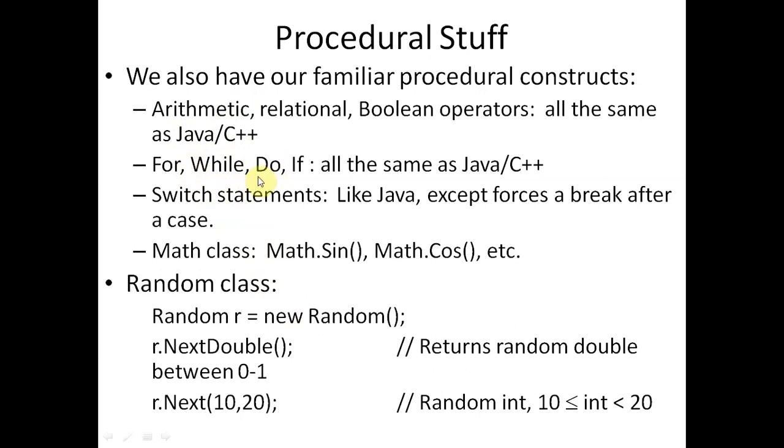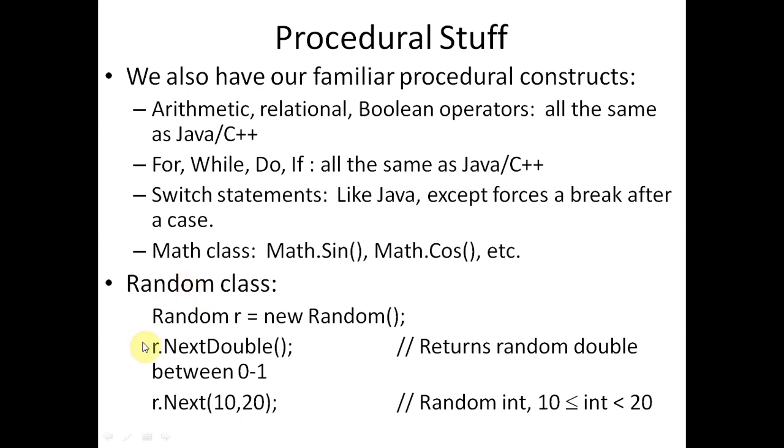Do while and while if are both the same in Java and C++, and they are used in C Sharp also. The same syntax is used in C Sharp also. The switch statement is like Java except it forces the break after the cases. So this is a little bit of a difference. And for mathematical functions we use Math.Sin, Math.Cos, etc. They are all the same in Java as well as in C Sharp.NET. And we can use the Random class also here in C Sharp as well as in Java.